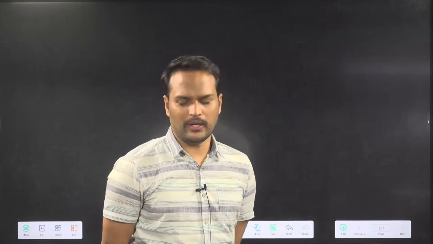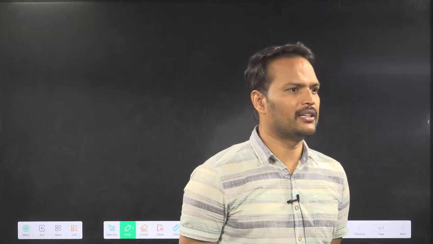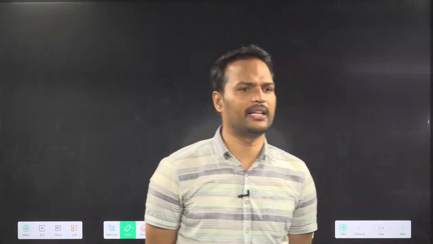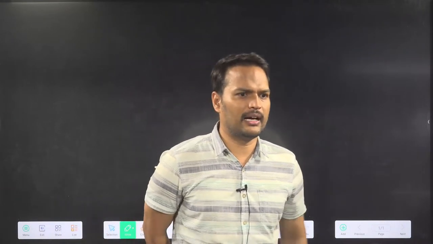Okay, so what we studied in the last class, I think we were talking about the history of the periodic table. We have done Dobereiner's triads, Lothar Meyer, Newlands' law of octaves, the cylindrical table, and finally I think we have started with Mendeleev. Am I correct?